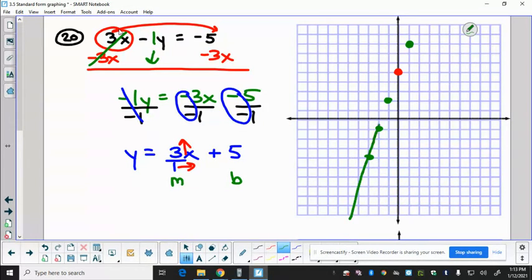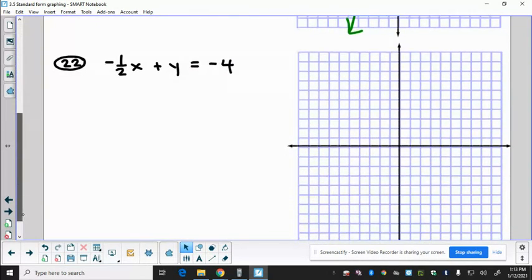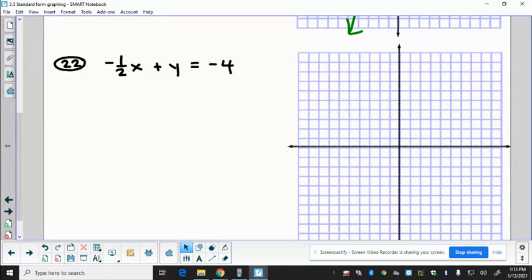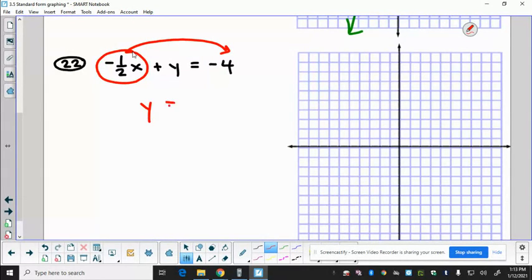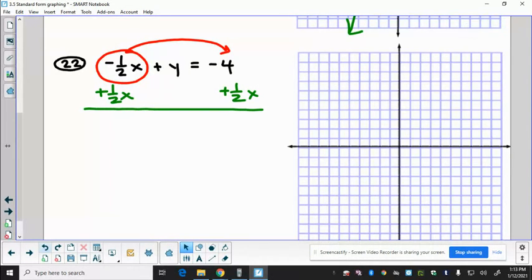You have no fear. I know you see a fraction. Don't worry. Just do everything the same way. My apologies. Didn't show my work. I'm going to add a half x to both sides. Now in this case, you just have y. This is going to be solved actually. Not a lot of work to do here. So that fraction is really nothing to worry about at all.